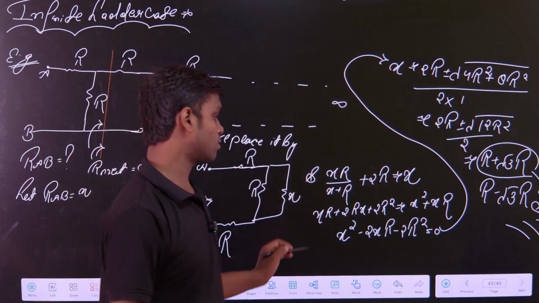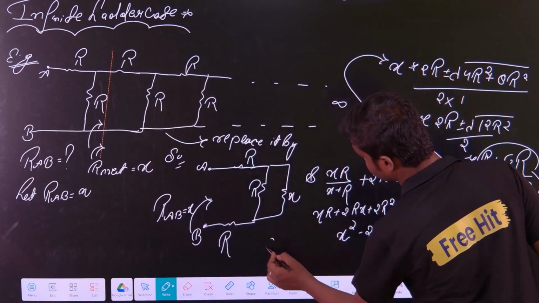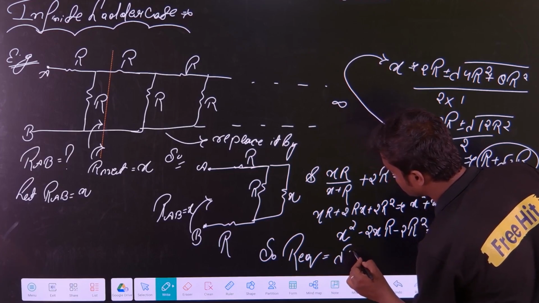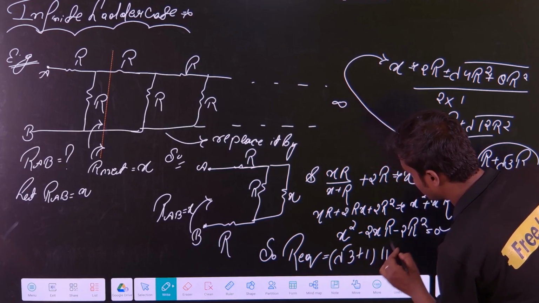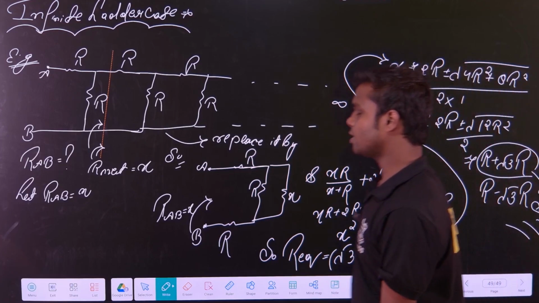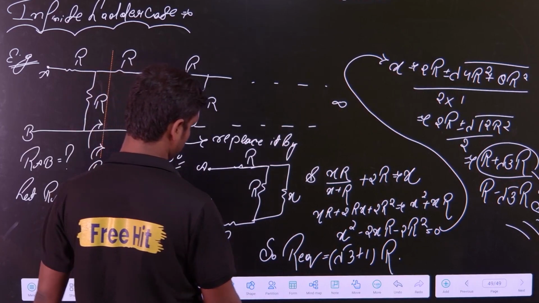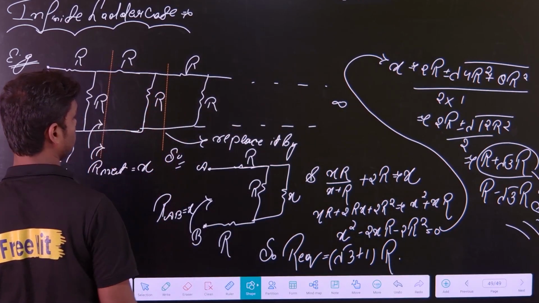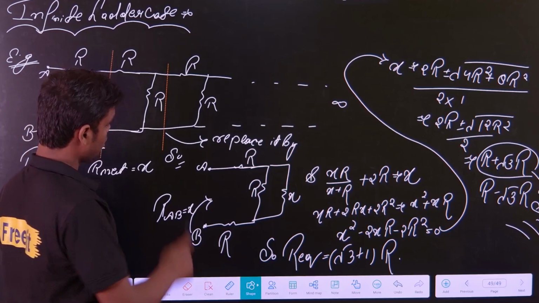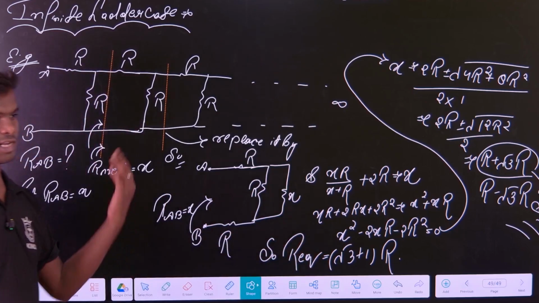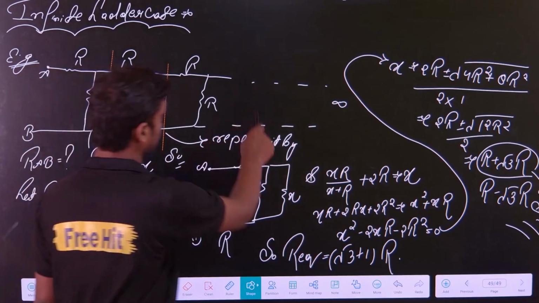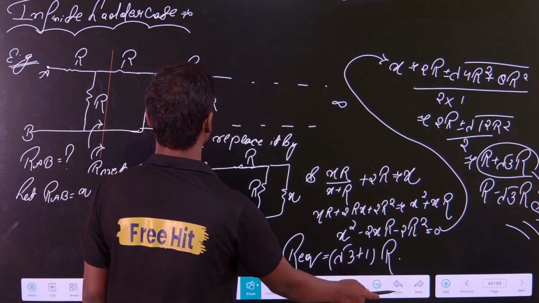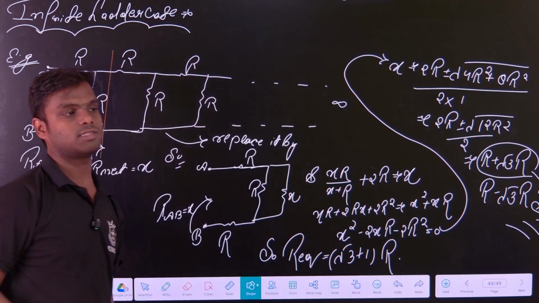So our net equivalent resistance, R equivalent, will be how much? That is root 3 plus 1 into R. Now someone will ask me, sir, suppose you have taken from here. If I take from here, then what will happen? You will get the same answer. You can try also. You take it from here, you will again get the same answer. It doesn't matter where you are taking, you will get the same answer.